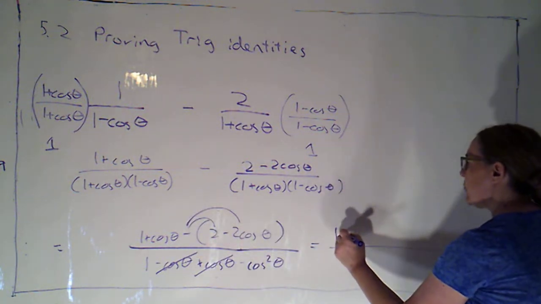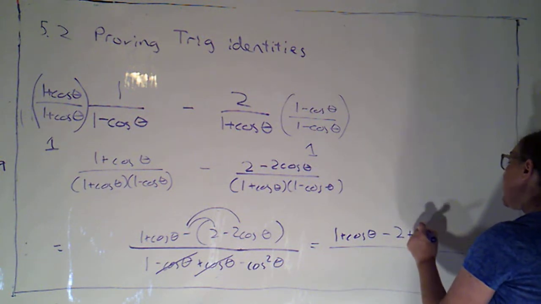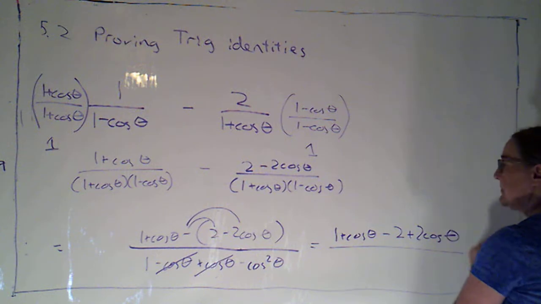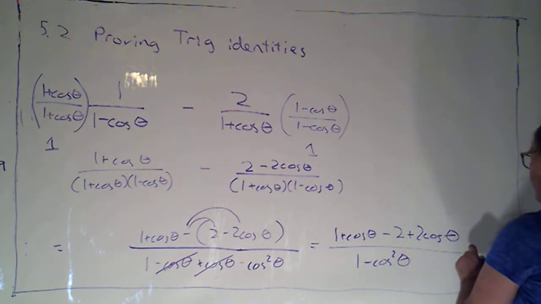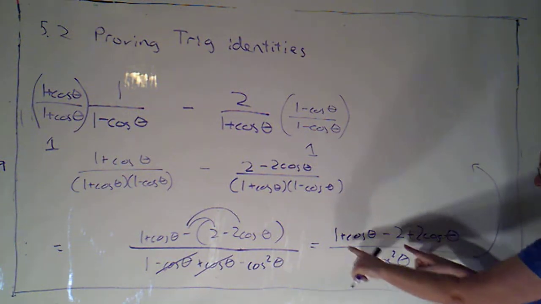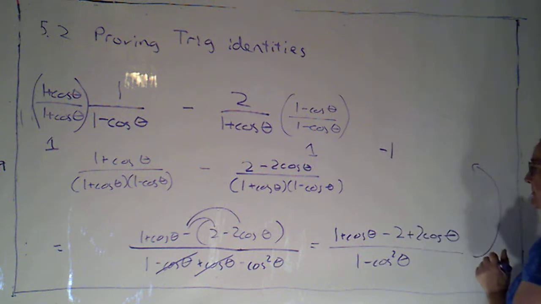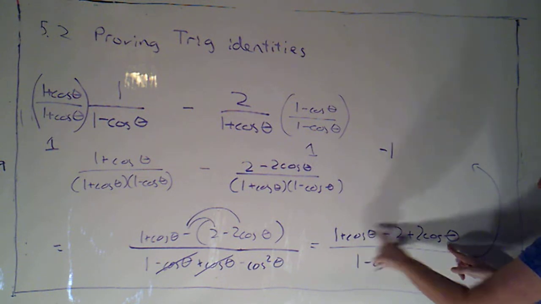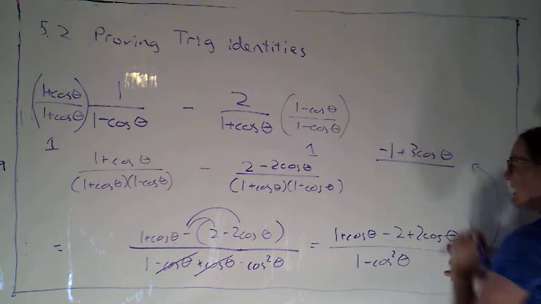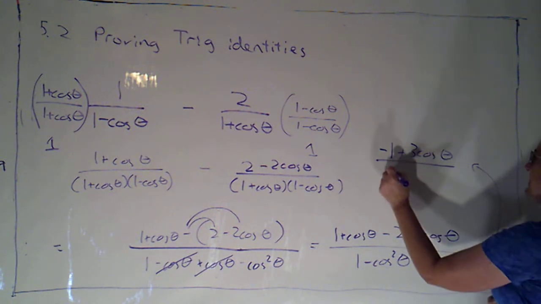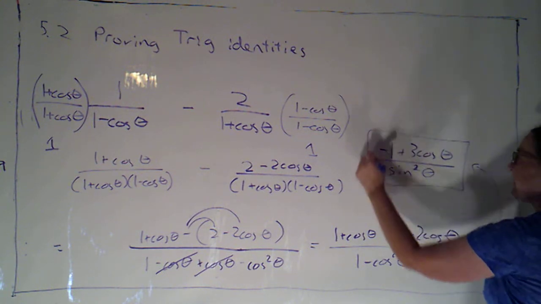So this is going to become 1 plus cosine theta minus 2 plus 2 cosine theta, all over 1 minus cosine squared theta. And then in my last step, I can just combine some like terms. So the 1 minus 2 is going to give me a negative 1. That's 1 copy of cosine plus 2 more, so I've got plus 3 cosine theta. And if I want to, I could write the denominator using my Pythagorean identity as sine squared of theta.